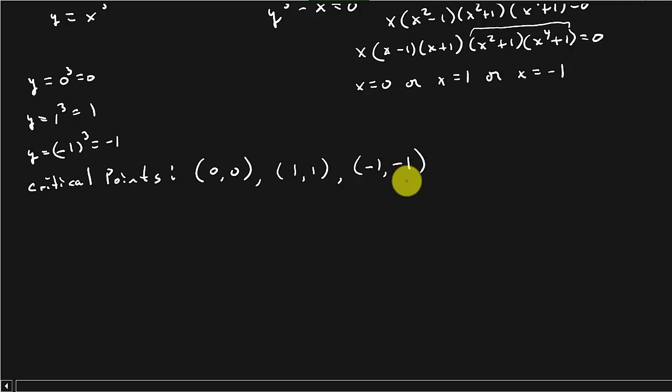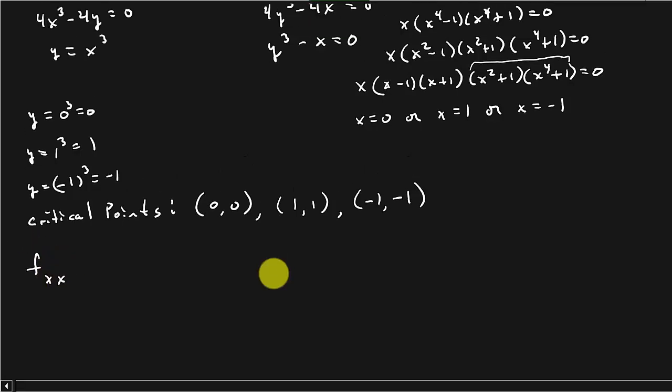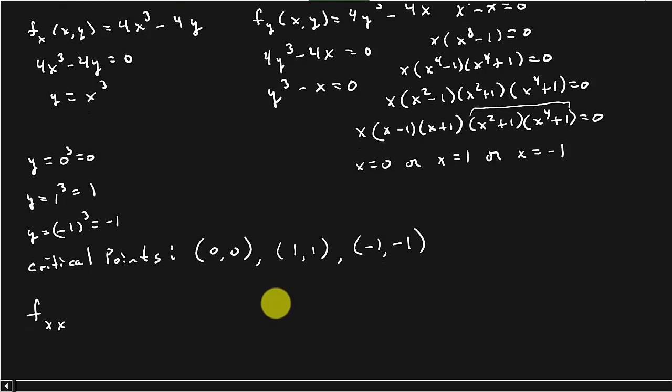There's my critical points. Now, what do I need? I need the second partial with respect to x. So remember, the partial with respect to x is this, and then I take the partial of this with respect to x, which is going to give me 12x squared.